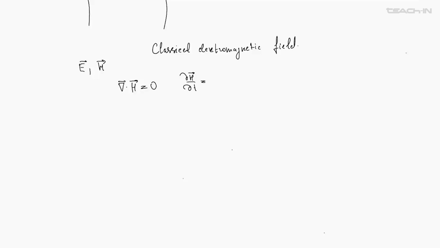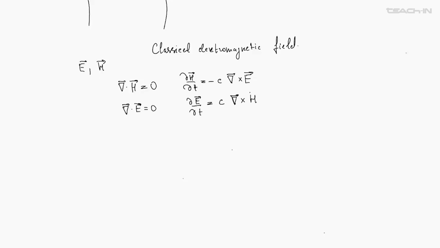And then divergence of E is equal to 0. I'm writing Maxwell equations without sources. dE over dt is C curl of H. This is how Maxwell equations without sources look.